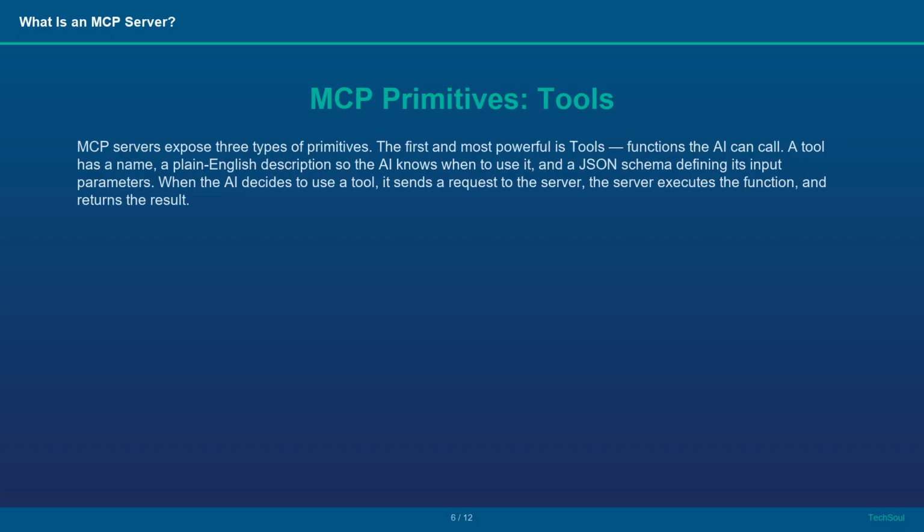MCP servers expose three types of primitives. The first and most powerful is tools, functions the AI can call. A tool has a name, a plain English description so the AI knows when to use it, and a JSON schema defining its input parameters. When the AI decides to use a tool, it sends a request to the server. The server executes the function and returns the result.